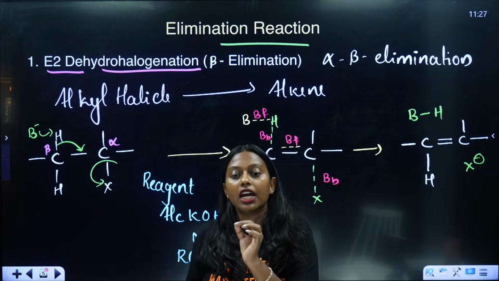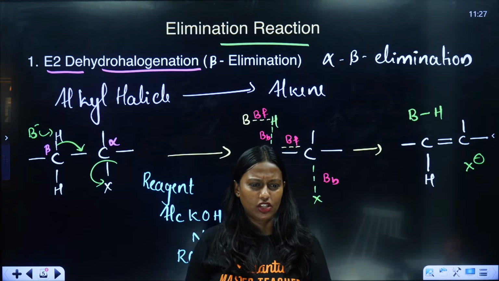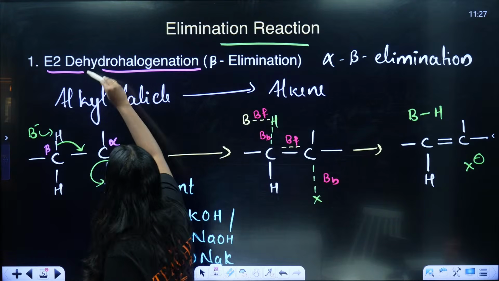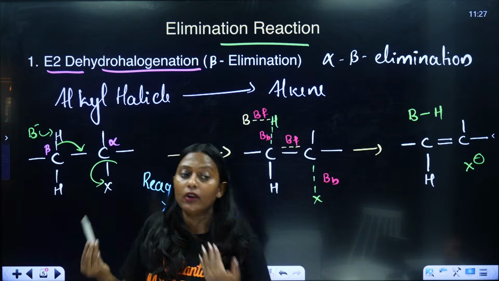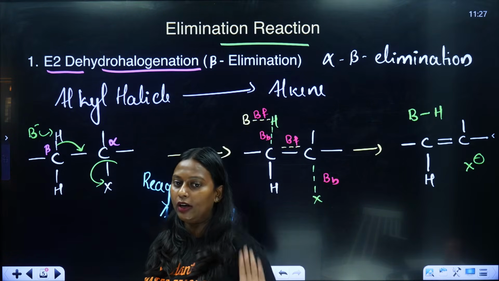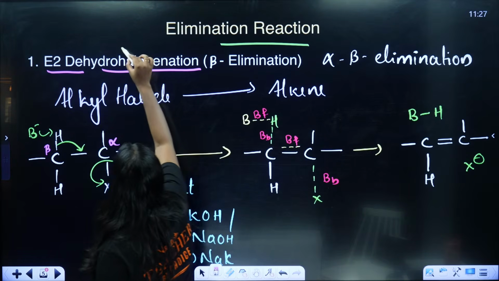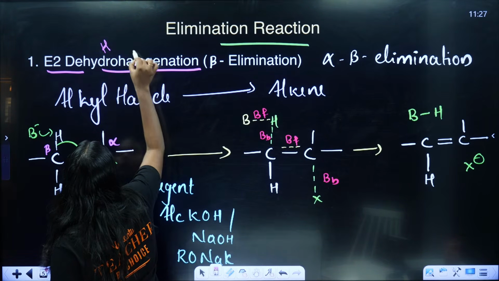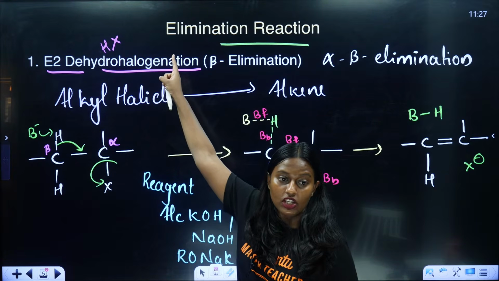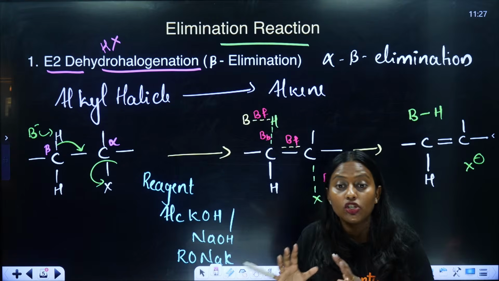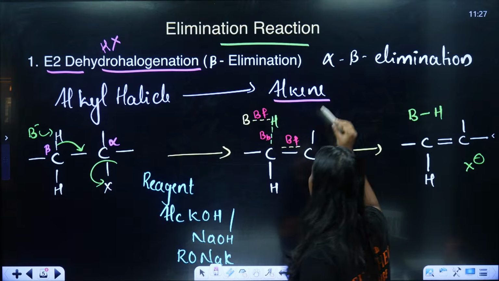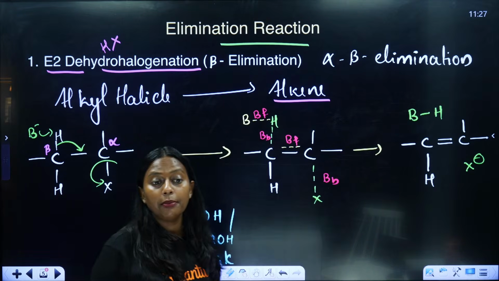Dehydrohalogenation. What is dehydrohalogenation, ma'am? Dehydrohalogenation means the elimination or removal. In chemistry, in a chemical reaction, we use D to mean removal. So dehydrohalogenation: hydro means H, halogen means X, so it is the elimination of HX. So what will be the product? From alkyl halide we are making alkene.